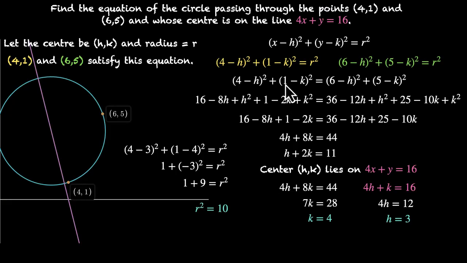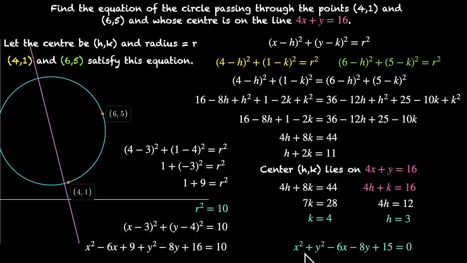Now we can plug this back and get the equation. So the equation is (x - 3)² + (y - 4)² = 10. r² is 10, r is root 10. Now we can end it here. This also works. And sometimes we would like to expand this as well and write the equation in the standard form: x² + y² - 6x - 8y + 15 = 0. This is the equation of this circle.